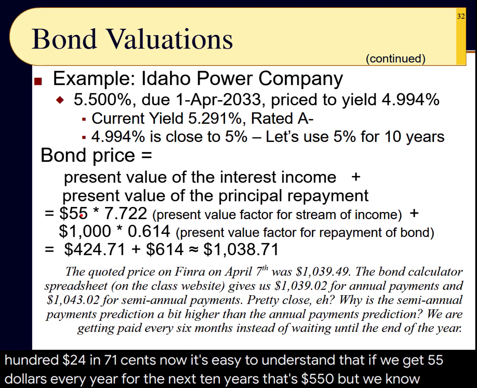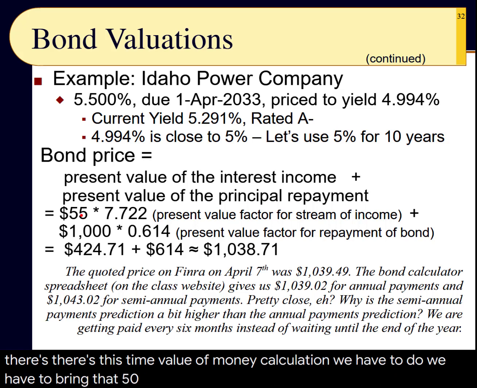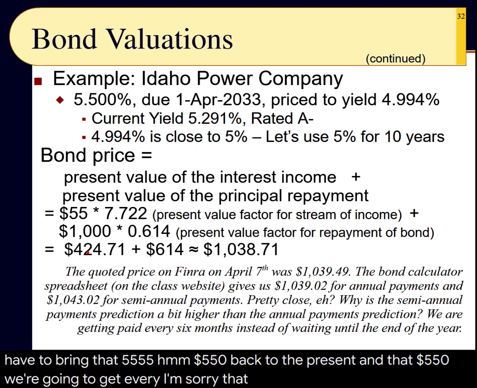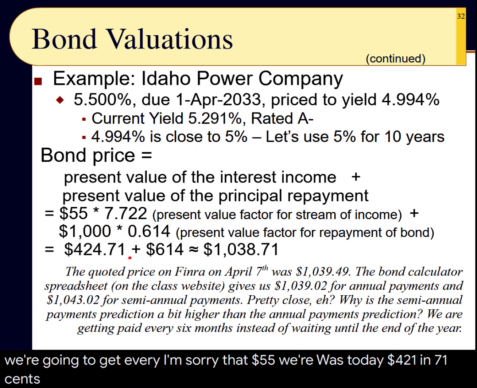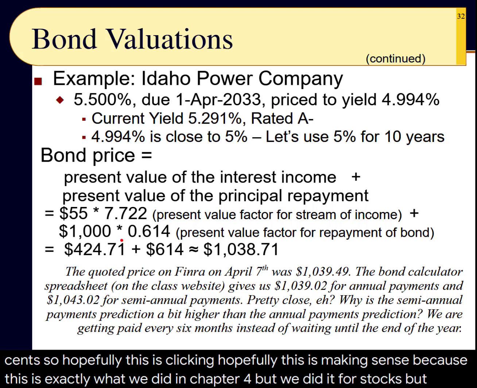Now, it's easy to understand that if we get $55 every year for the next 10 years, that's $550. But we know that there's this time value of money calculation we have to do. We have to bring that $550 back to the present. And that $55 we're going to get every year for the next 10 years is worth to us today $424.71. So hopefully this is clicking. Hopefully this is making sense, because this is exactly what we did in chapter 4, but we did it for stocks. But now we're doing it for bonds.